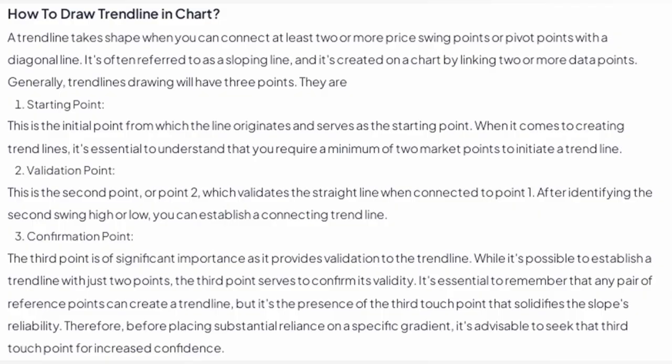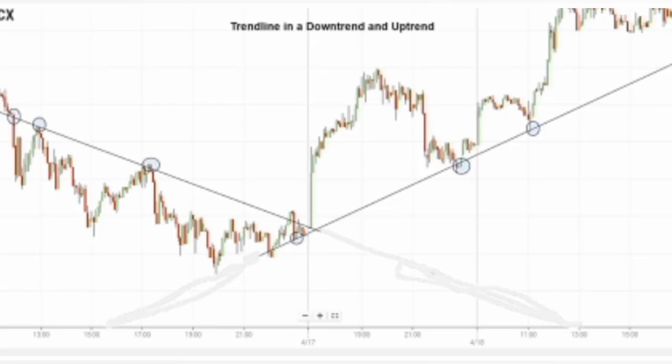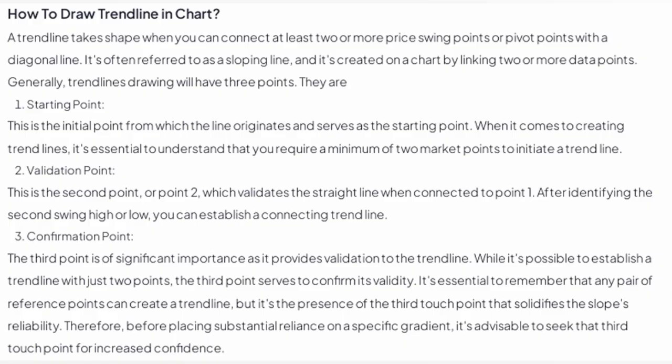Draw trend lines. How to draw a trend line in chart. A trend line takes shape when you can connect at least two or more price swing points or pivot points with a diagonal line. It's often referred to as a sloping line, and it's created on a chart by linking two or more data points. Generally, trend line drawing will have 3 points.